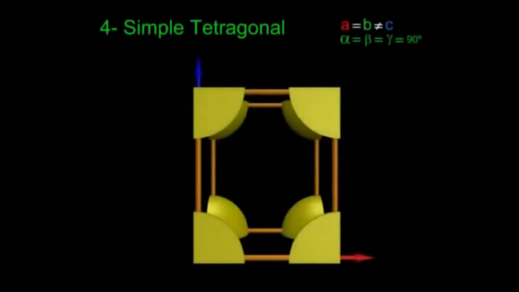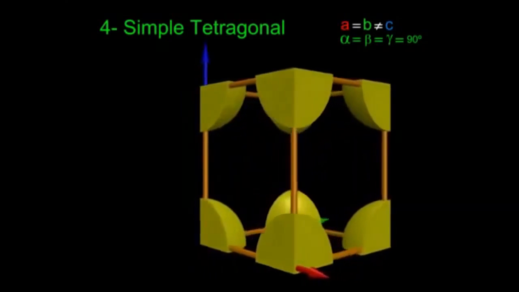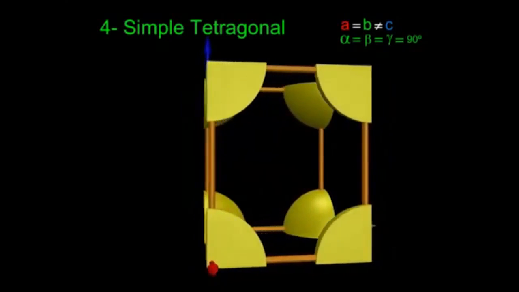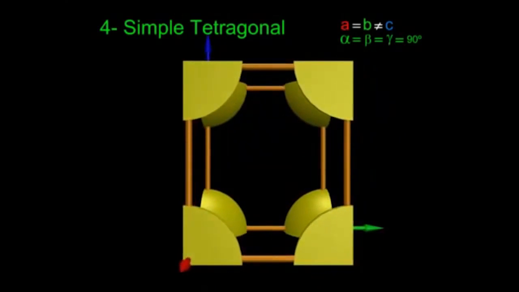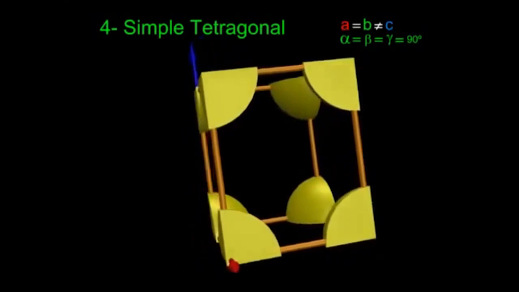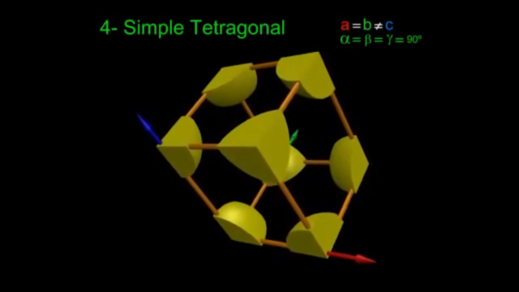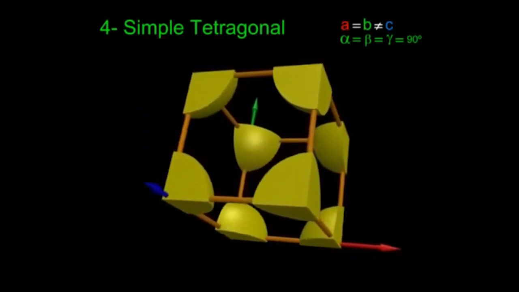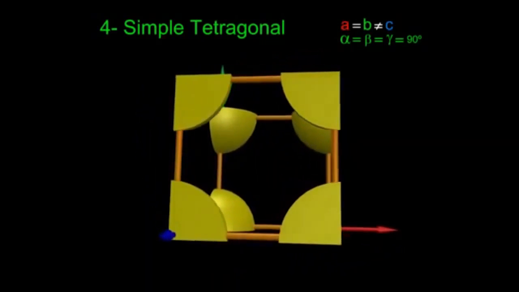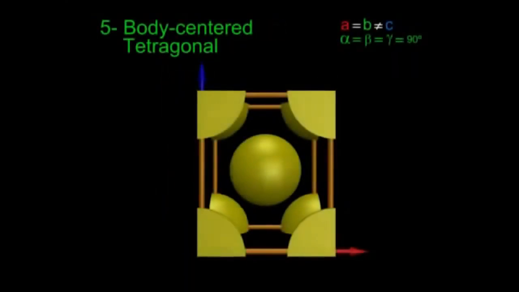Fourth one is simple tetragonal cell, where A and B, 2 sides are equal, but height is different, that is C is different. But all angles are equal to 90 degrees, that is alpha is equal to beta is equal to gamma is equal to 90 degrees. This is also a primitive cell of tetragonal cell. This is also from tetragonal.